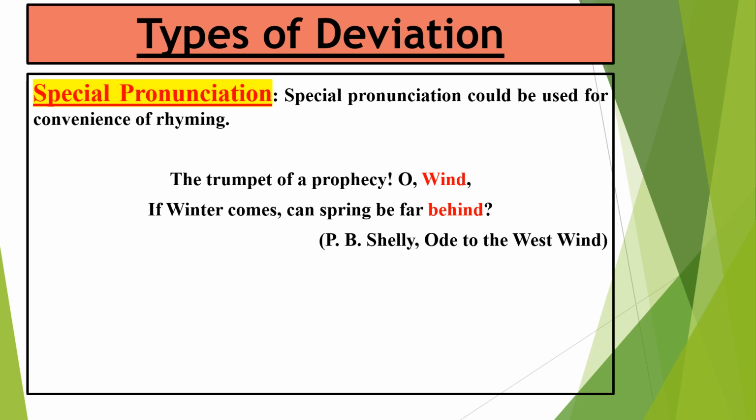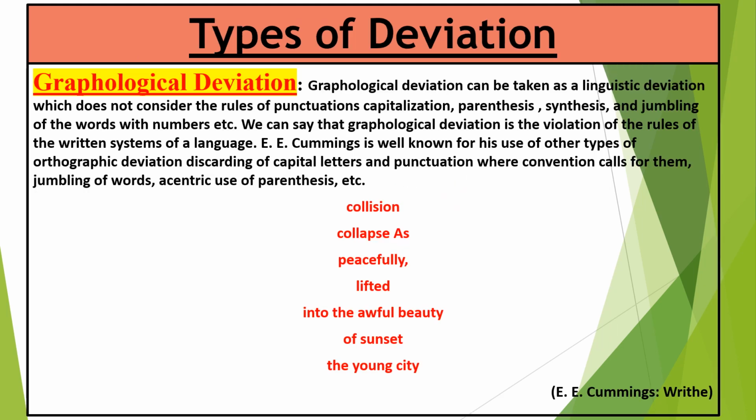Special pronunciation could also be achieved. For example, we could change the pattern of stress. Instead of stressing the first syllable, we could stress the second syllable in order to achieve concurrency in the pattern of rhythm. In this poem by P.B. Shelley, Ode to the West Wind, one of the most famous poems of P.B. Shelley, we have used when and behind, and we have created a particular stress pattern so that the rhythm we have is followed.